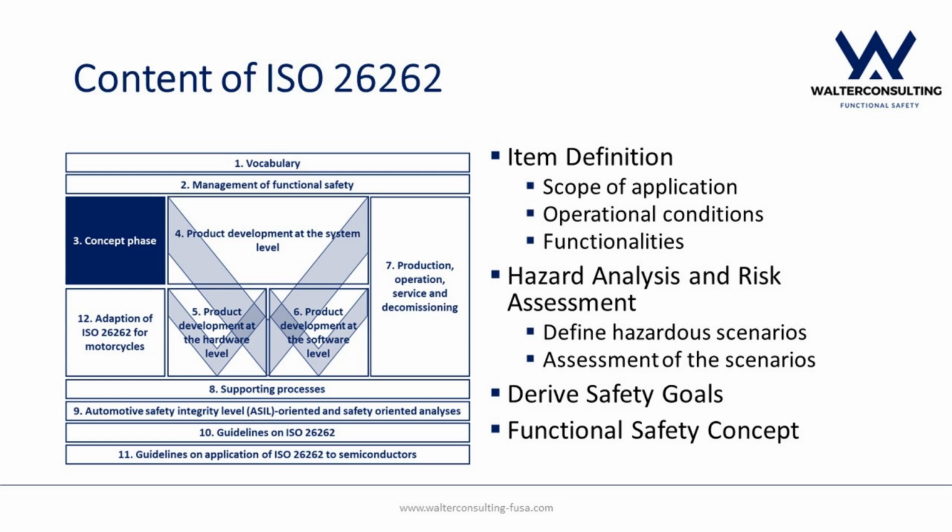For the assessment of the hazardous scenarios, 3 parameters are used: severity, exposure, and controllability. Based on the assessment, the ASIL is determined. 5 categories are defined in ISO 26262: QM, ASIL A, ASIL B, ASIL C, and ASIL D. The ASIL defines the mandatory safety measures. In case of a QM rating, a general quality management is sufficient. From ASIL A to ASIL D, the safety efforts are increasing.